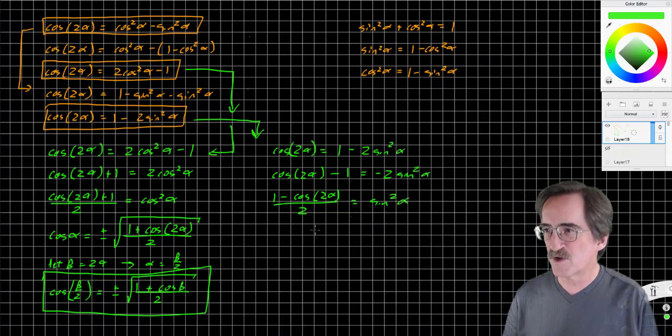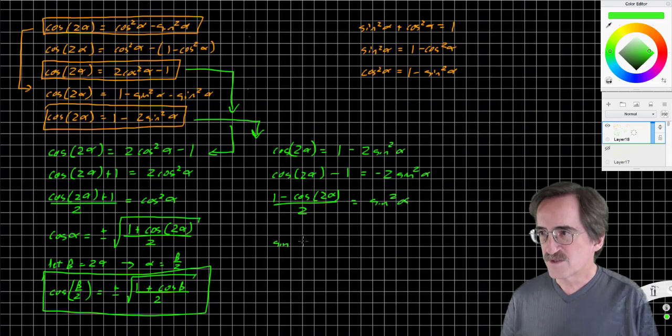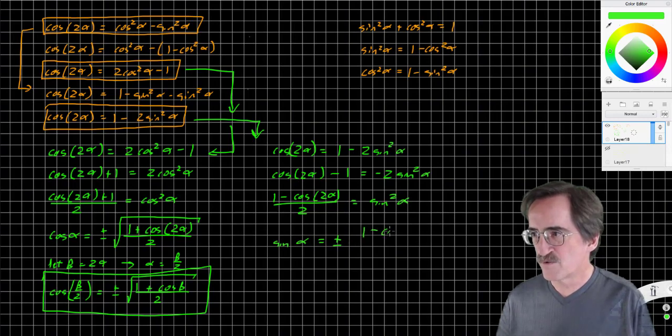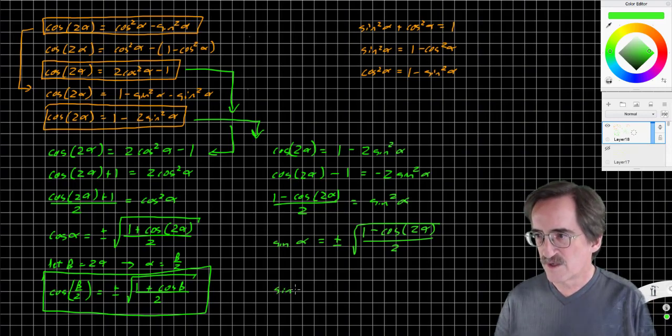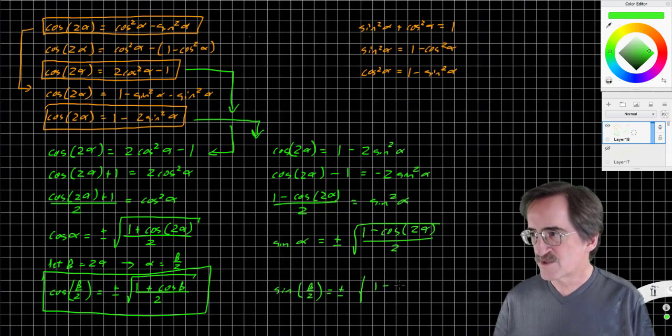Okay, now take the square root and reverse things around. Sine of alpha equals plus or minus the square root of 1 minus cosine 2 alpha over 2. Okay, and if I do the same beta substitution I did before, I get sine of beta over 2 equals plus or minus the square root of 1 minus cosine beta over 2.